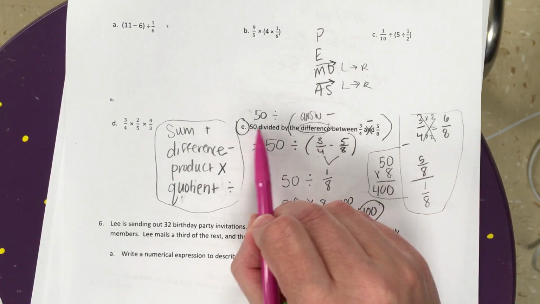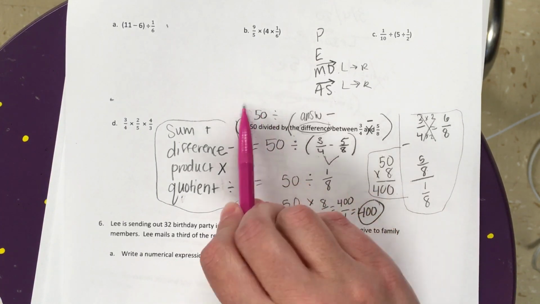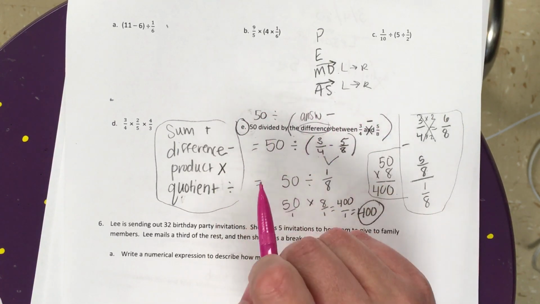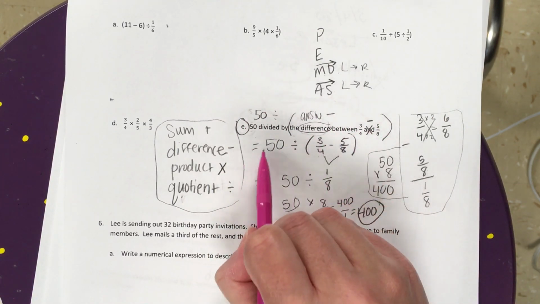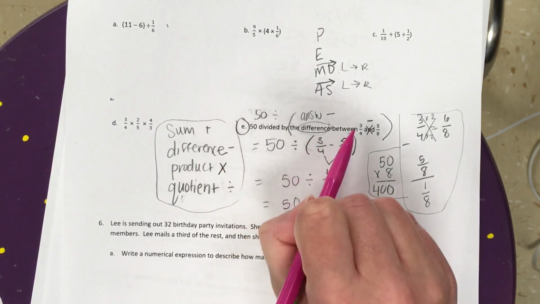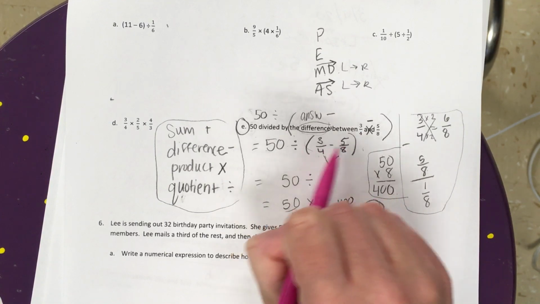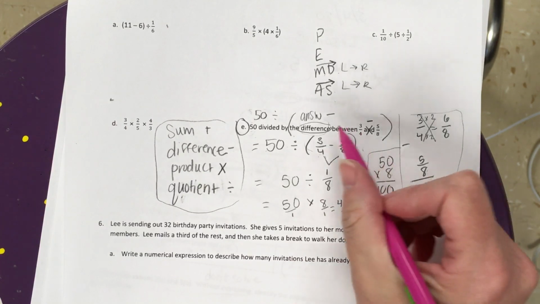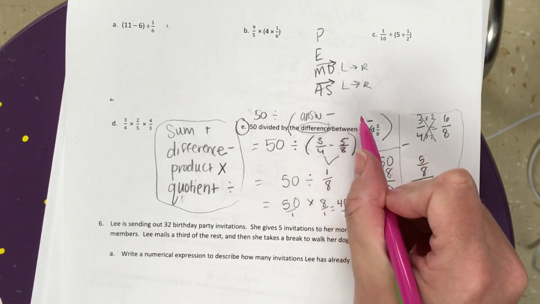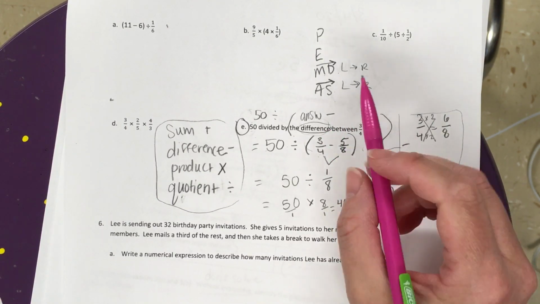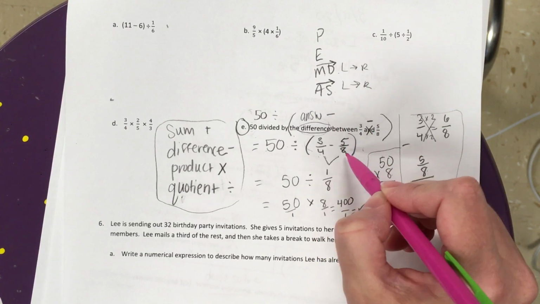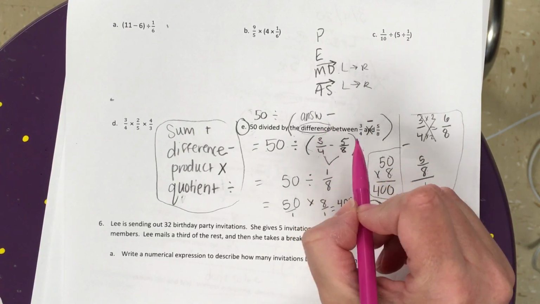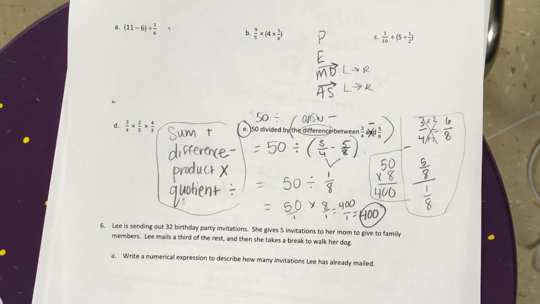Then look back here, 50 divided by, we want to match that. And then you keep the same order everything's in all the way across the problem. So 50 divided by, here's our parentheses to show the difference between 3/4 and 5/8. Because if it's an answer word, they're implying that 3/4 and 5/8 have been solved first, to make it the difference between. Okay, I hope that makes sense.